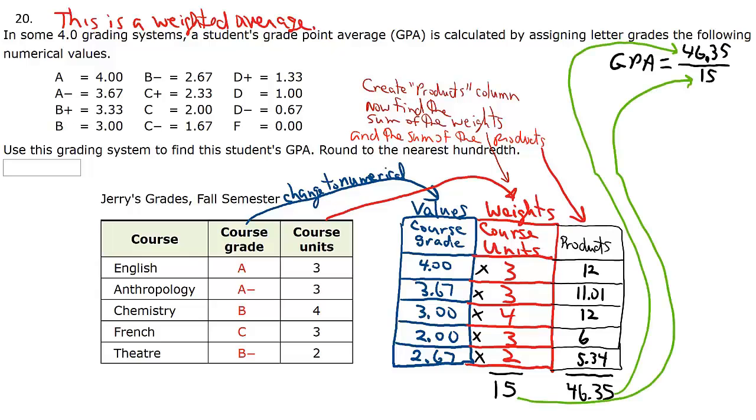And the GPA is simply the sum of the products divided by the sum of the weights. That's 46.35 divided by 15, which gives you 3.09 for the GPA. And doing it this way accounts for the fact that not all the courses are worth the same number of credit hours.